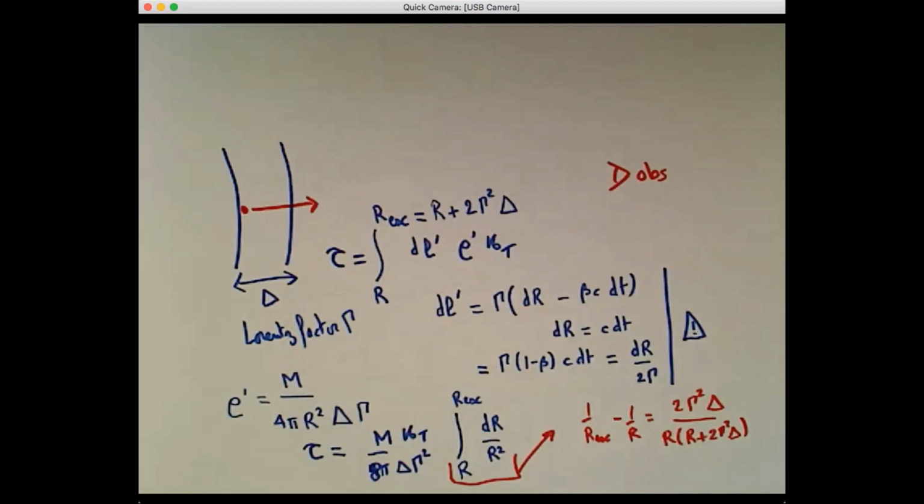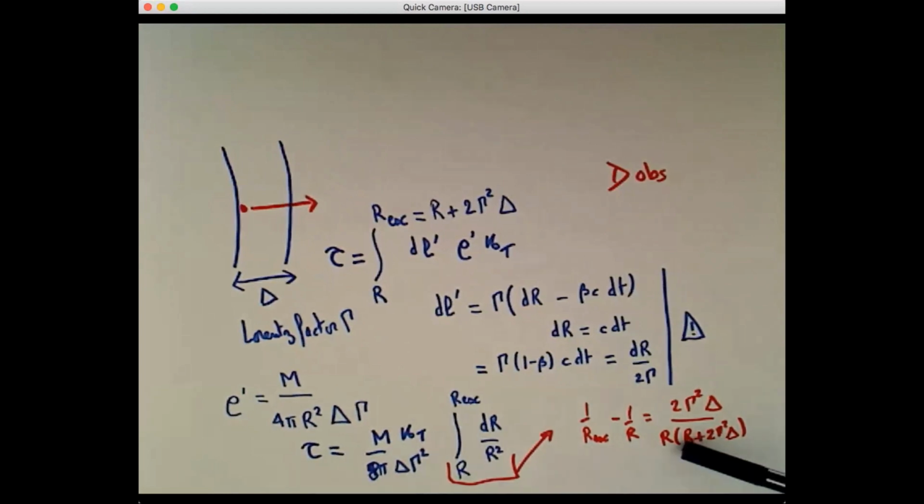Okay, so you see I have all the ingredients, and then I can easily compute for which radius r, tau becomes of the order of unity. For smaller radius, tau is larger than unity and my layer is opaque to photons. And for larger radius, tau is smaller than unity and my layer is transparent. So the transition is for unity, and this is the corresponding photospheric radius.